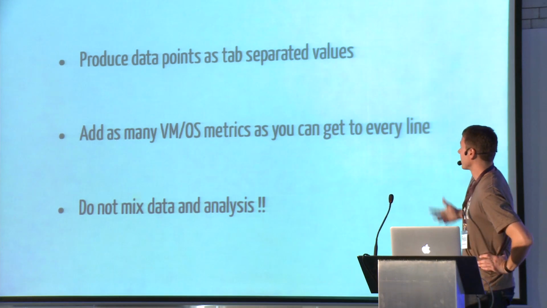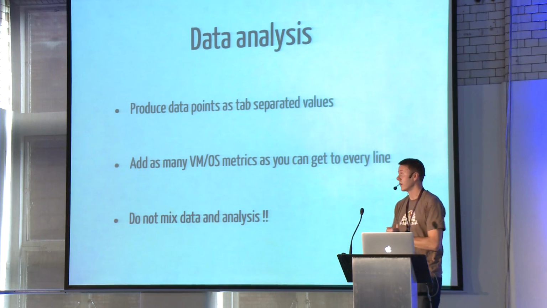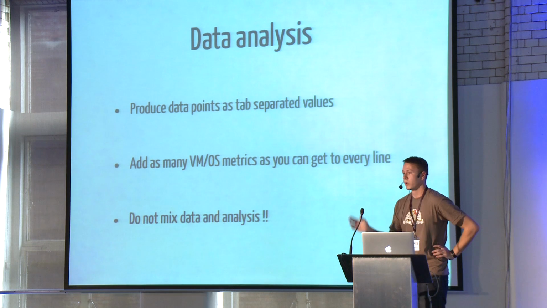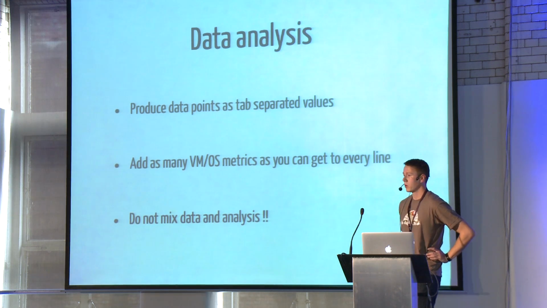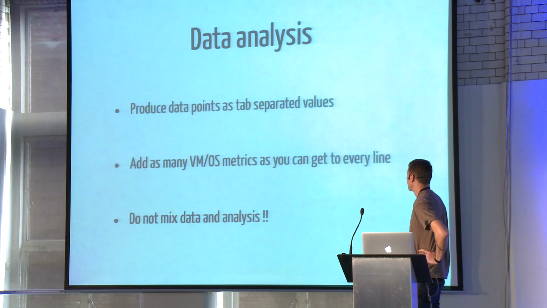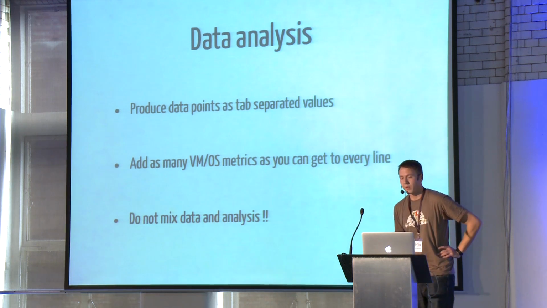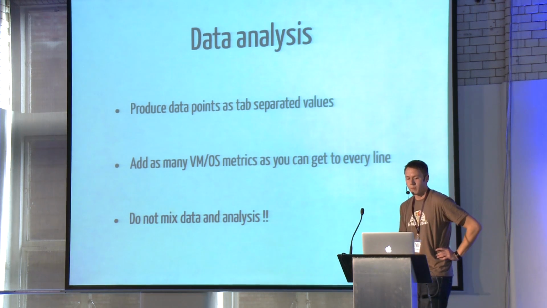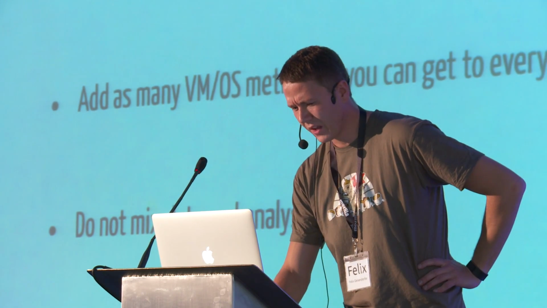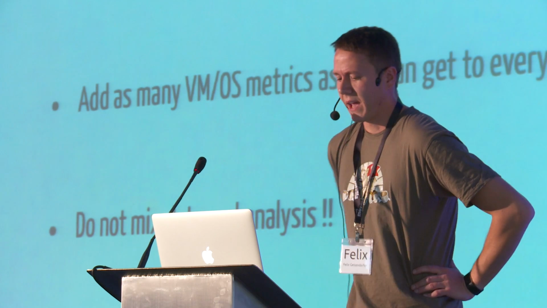For data analysis, here's my approach on how to do it. You already saw the console.log statement where I was outputting the duration. Basically, output your data to standard out like this and produce your data points as tab-separated values. So if you log more data for each benchmark run, put a tab in between. And then add as many virtual machine or operating system metrics as you can get your hands on. So for example, the heap usage, the heap total, the process size, anything you can find. And last but not least, never mix data and analysis.